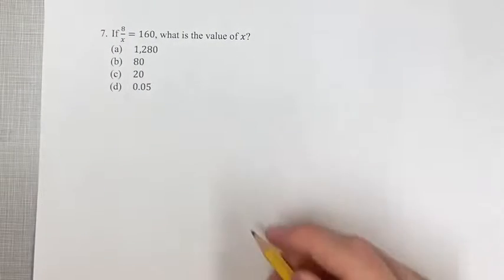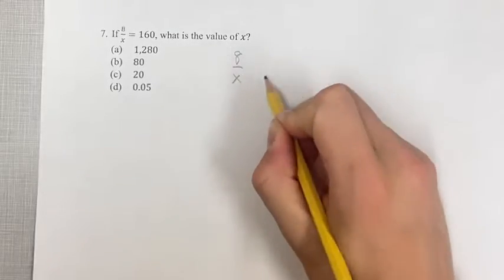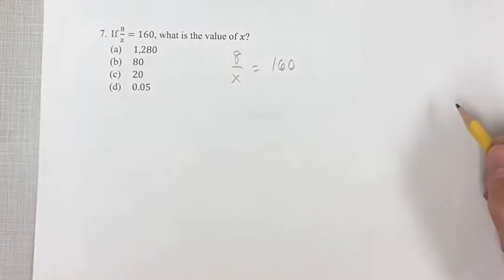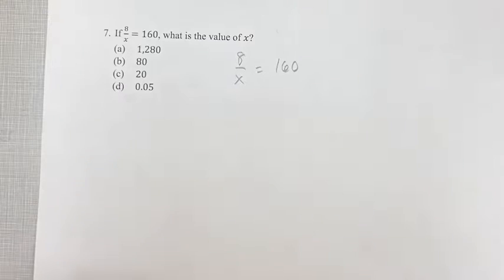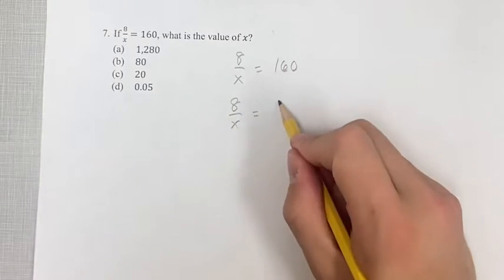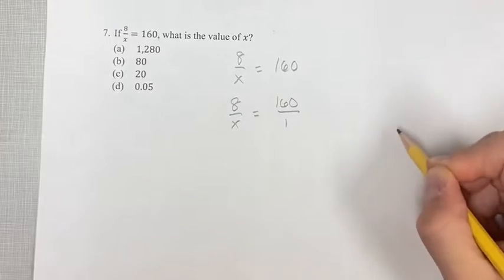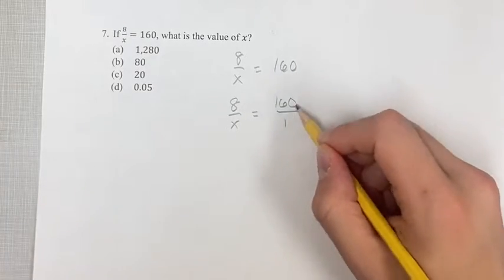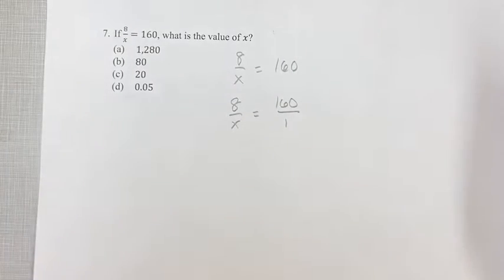In this problem, we're told that 8 over x is equal to 160. We're asked, given this equation, what is the value of x? So one more preliminary step before we actually solve for x is keep this side the same, but turn 160 into 160 divided by 1. Obviously, dividing by 1 doesn't actually change the value of this, so the equation is still valid.